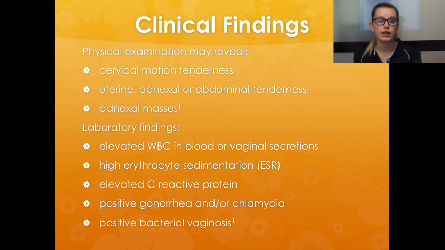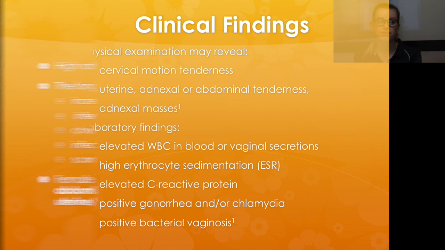Uterine, adnexal, and abdominal tenderness, and adnexal masses. Laboratory findings associated with PID include elevated white blood count in blood or vaginal secretions, high erythrocyte sedimentation, elevated C-reactive protein, positive gonorrhea and/or chlamydia, and positive bacterial vaginosis.